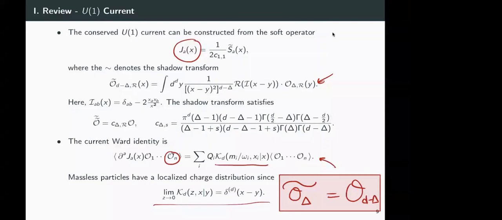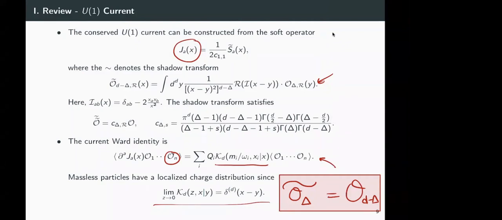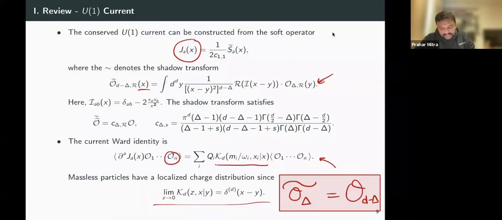Just to be clear, when you are saying that the shadow operator O tilde D minus delta of X is a non-local operator if O delta is local, what exactly do you mean? Because it's a function of X. It's a function of X, but it's non-local because it's related. Suppose this is local. Then I have to do this integral transform. And even though it depends on X, it's still an integral over the entire space. So it has support on the entire space. Just because it depends on a single point doesn't make it local.